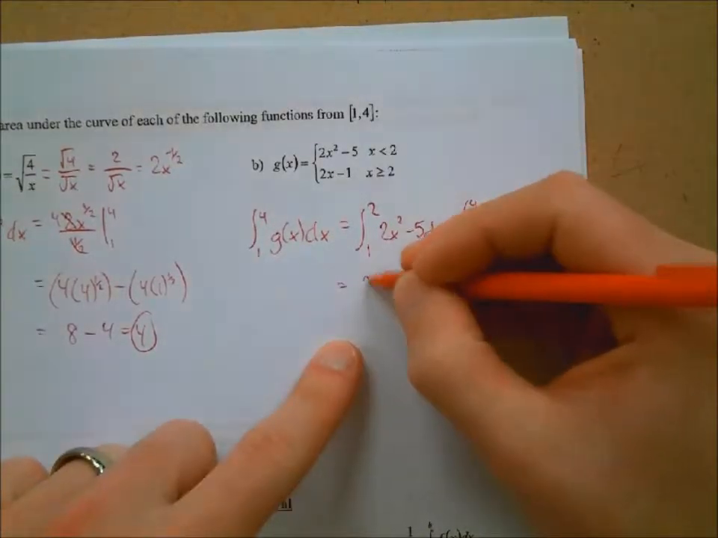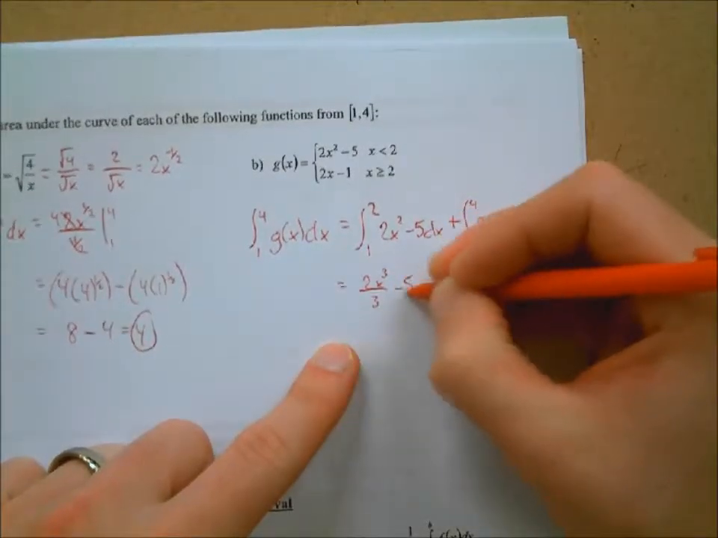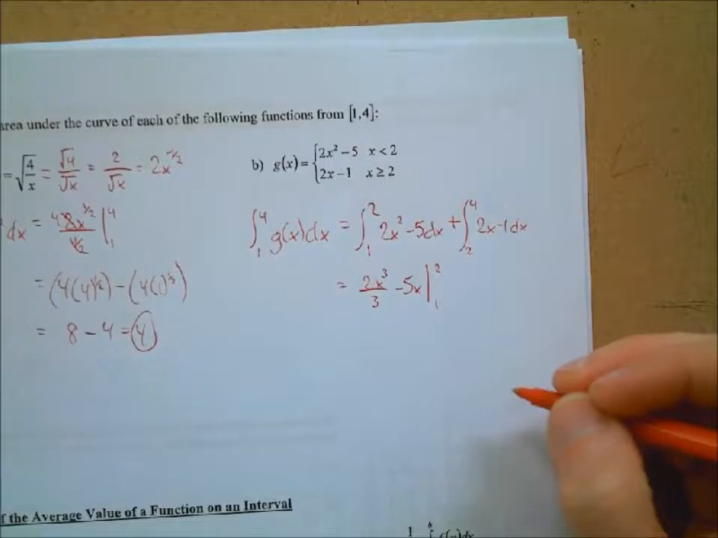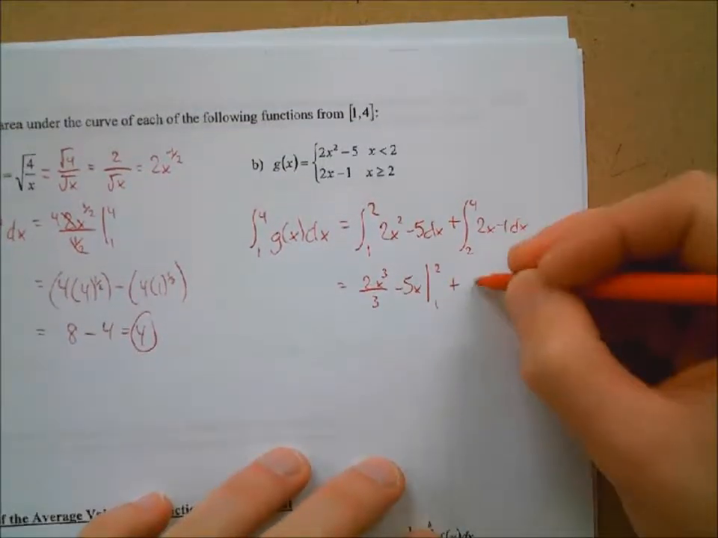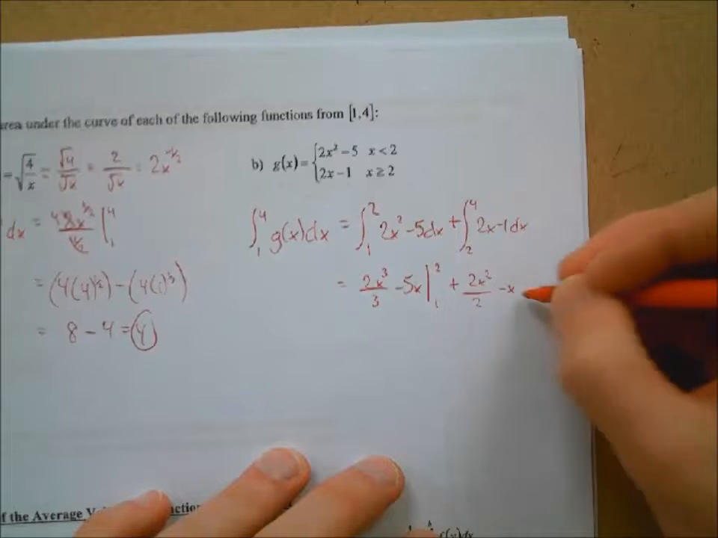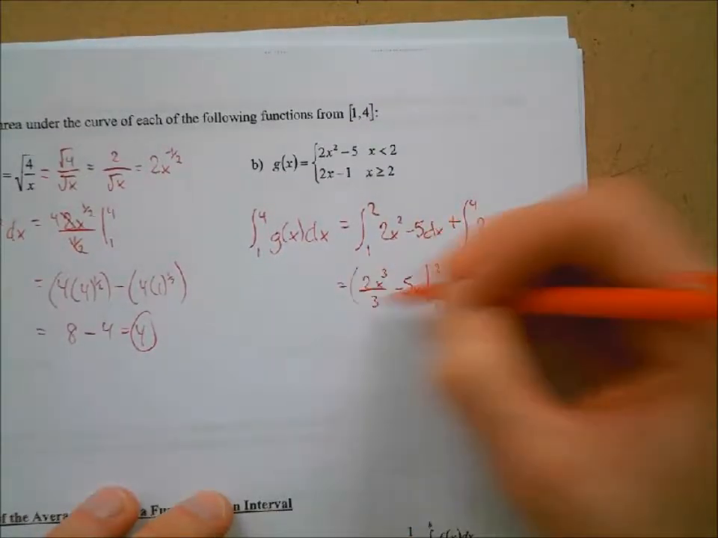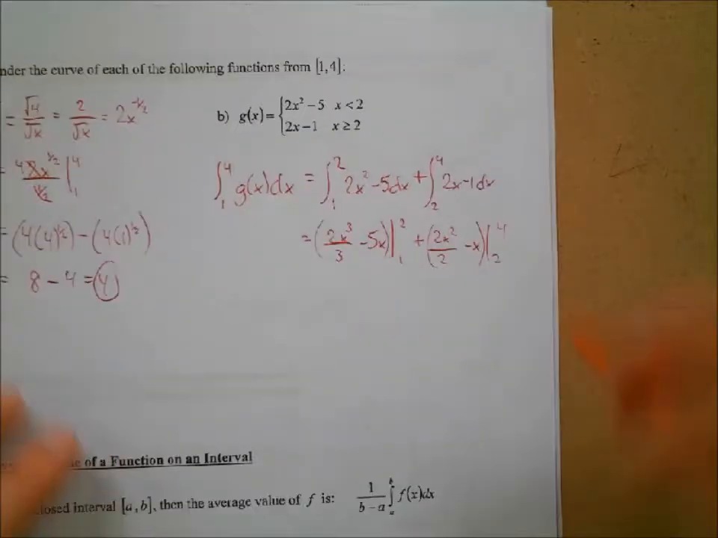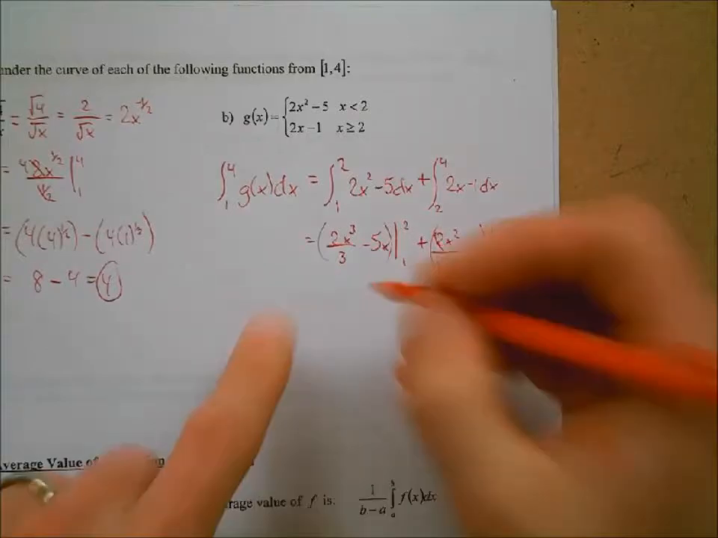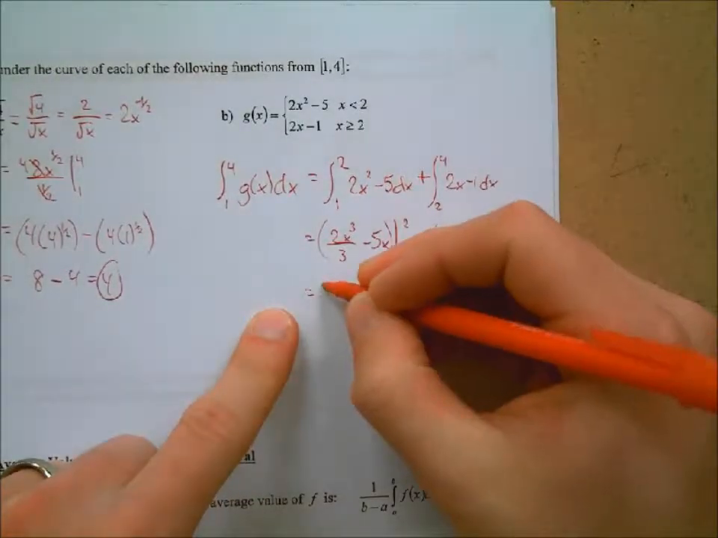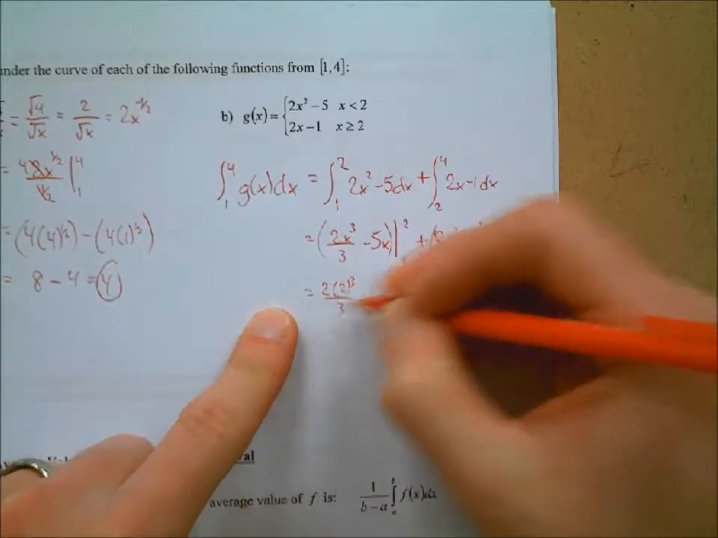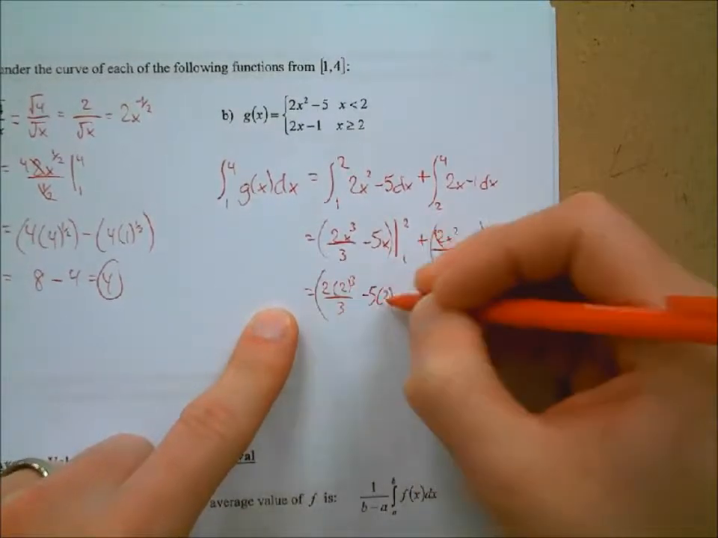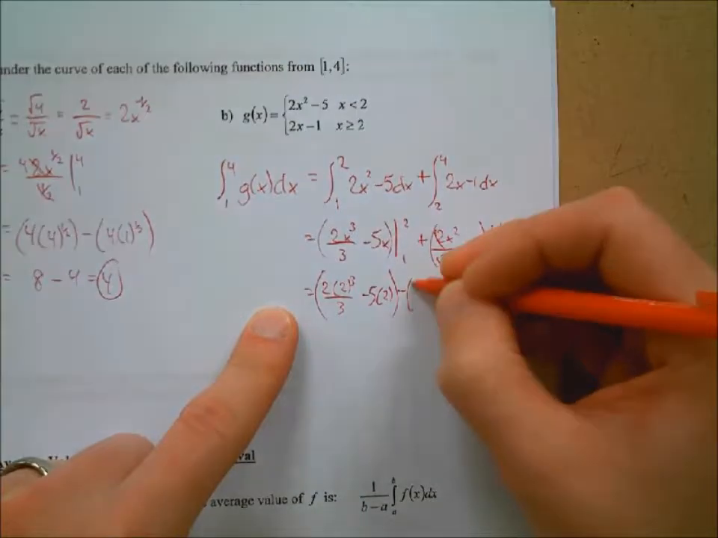And we end up with 2x to the third over 3 minus 5x. And we'll evaluate that from 1 to 2. Plus, and then we end up with 2x squared over 2 minus x, evaluated from 2 to 4. Okay. And let's see, does anything simplify nicely? Yeah, we can get the 2's to cancel at least. And so we'll plug in our upper limit here, so we'll have 2 times 2 to the third over 3 minus 5 times 2. Oh goodness, I hope I left myself enough space, but I don't think I did.